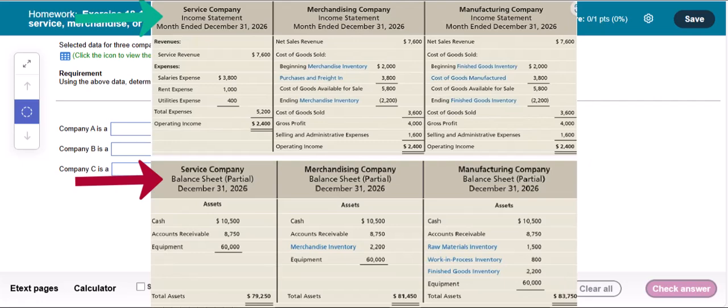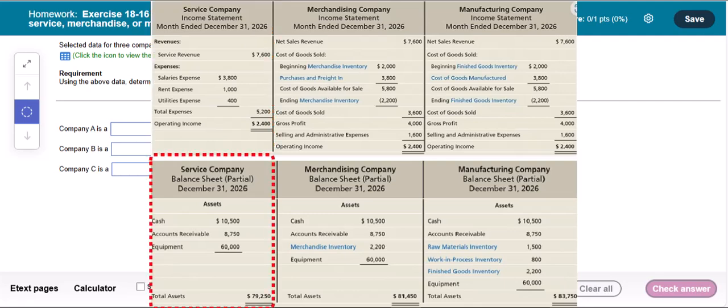For the income statement of a service company, there is no cost of goods sold. And on the balance sheet, there is no inventory because they only sell services, not products or goods. Products and goods are just two different ways to say the same thing.